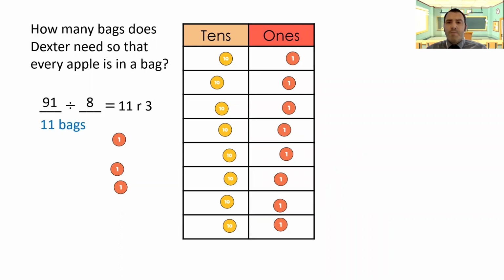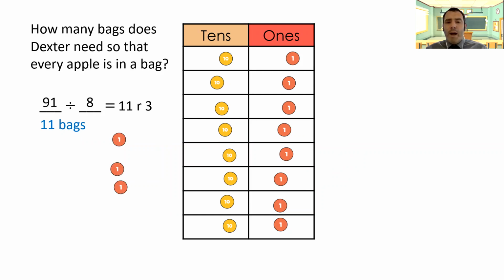Dexter needs 11 bags, doesn't he? What do you think? If you said that I was wrong, then once again, you're right. The question asks us to make sure that every apple is in a bag. So we're going to need 1 more bag for those last 3 apples. So this is where you need to be careful with your division and reading the questions really carefully and really closely. It doesn't ask us how many bags of 8 can he fill and what will he have to carry in his hands. It asks us to make sure that every apple is in a bag.